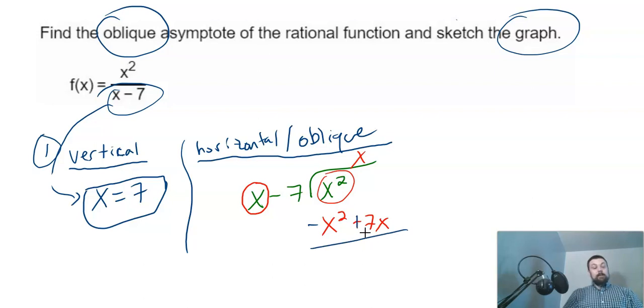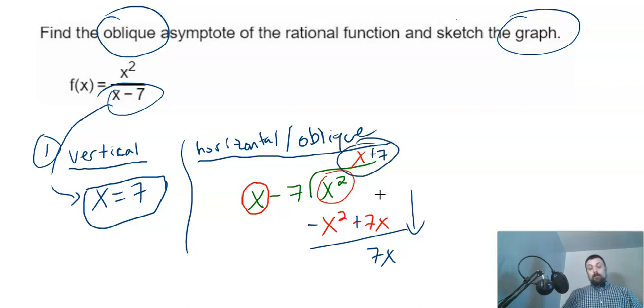The highest power cancels out. That should always happen. And then you combine like terms. Well, there's nothing to combine here, so the 7x just copies down. You bring the next term down, but there is no next term to bring down, so it'll just be a blank space again. And then you repeat the process. What do I multiply to x to get 7x? I multiply by +7.